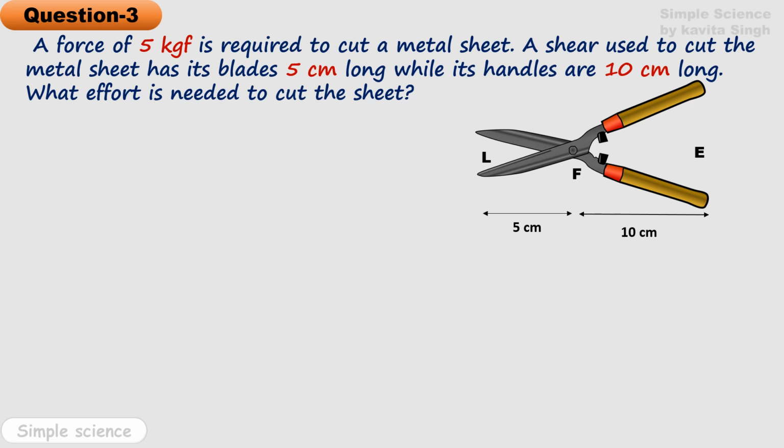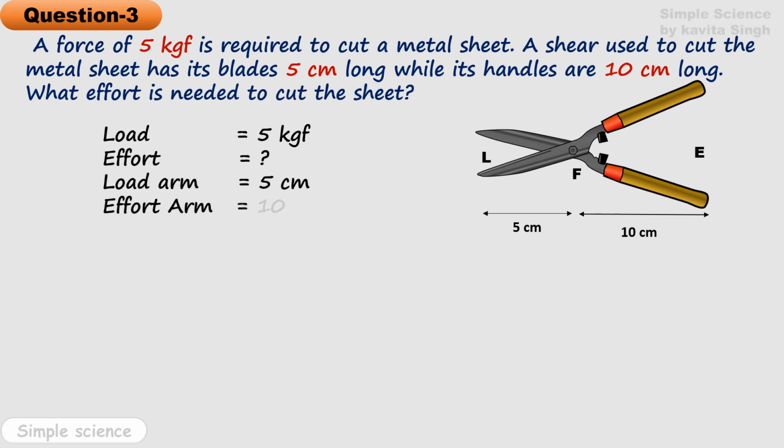Effort is asked. So this 5 kgf is nothing but load. So load is given to you, 5 kgf. Effort is asked in the question. Load arm is 5 cm and effort arm is 10 cm. Now we have three values given and one value we have to calculate: load, effort, load arm, effort arm.